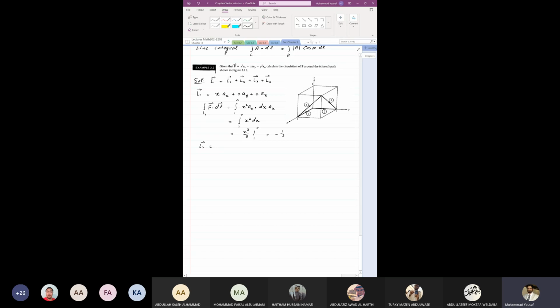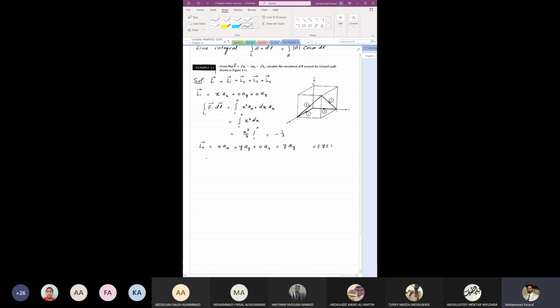When we move along L2, x is 0, so 0 ax. y is changing, so ay, the unit vector along the y-axis, and z is also 0, so 0 az. So this is y ay only, and y is going from 0 to 1. It is clear from the figure.